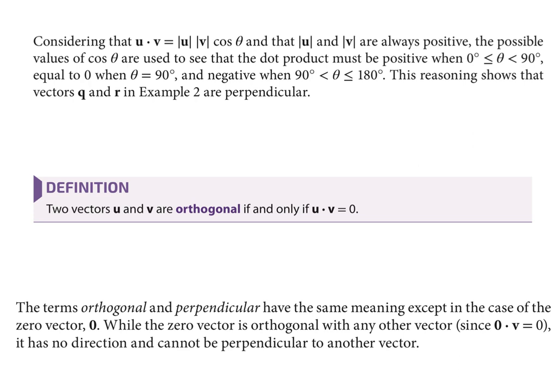The only exception is if you have a zero vector. So if you have a zero vector, it's going to zero out with everybody. All right. And so a zero vector is orthogonal with any other vector. It has no direction and cannot be perpendicular to another vector. So it's going to technically be orthogonal, but that is not a time when you can interchange with perpendicular.